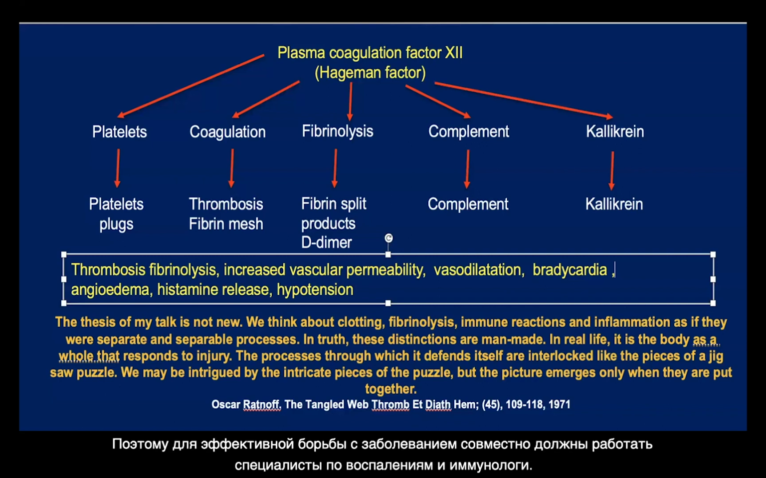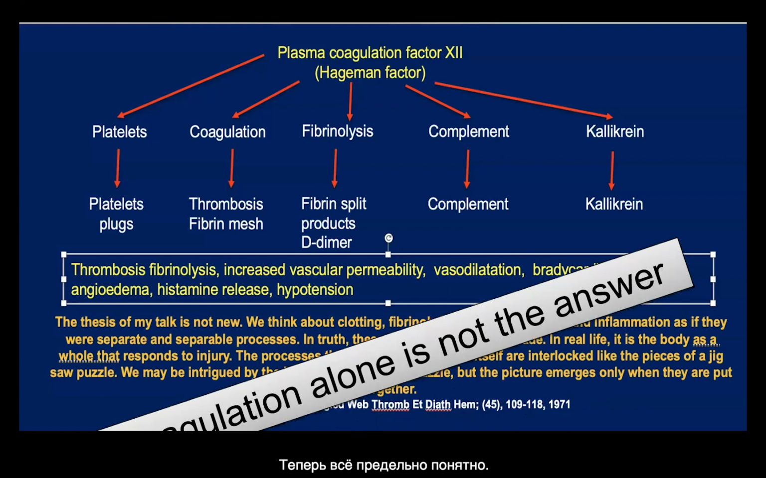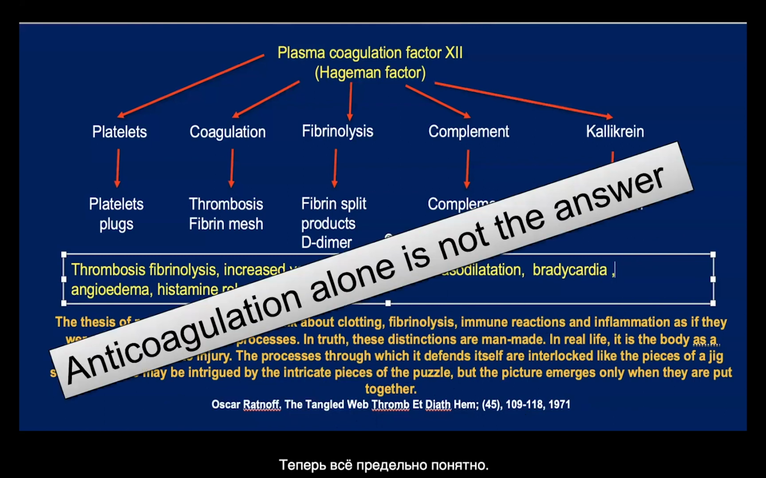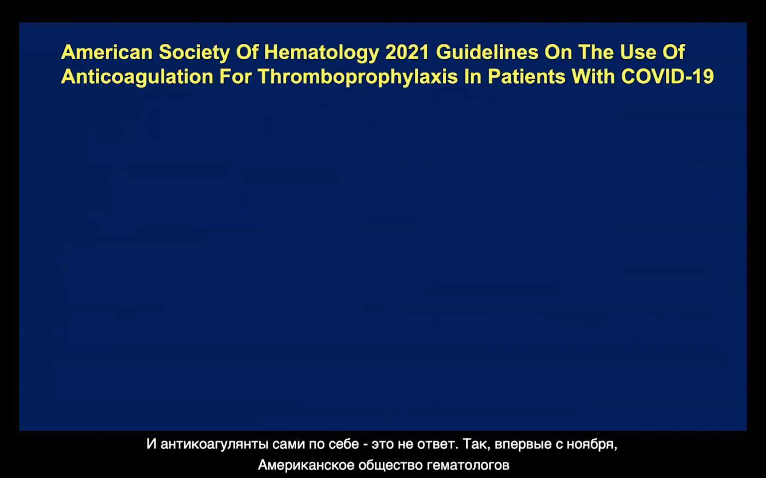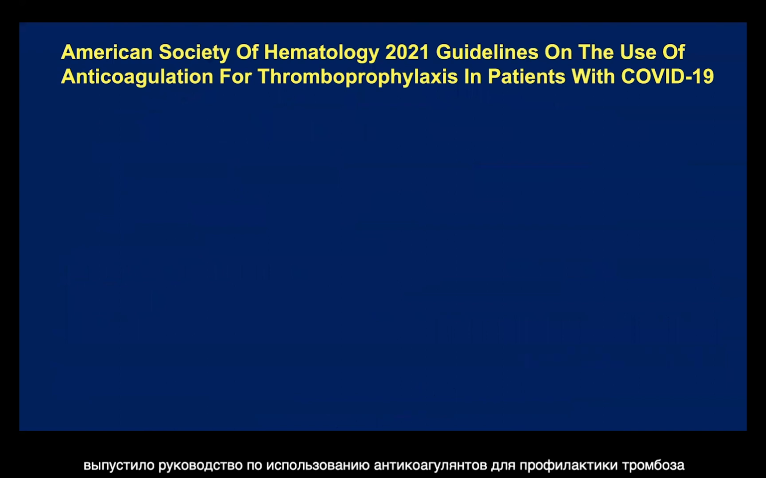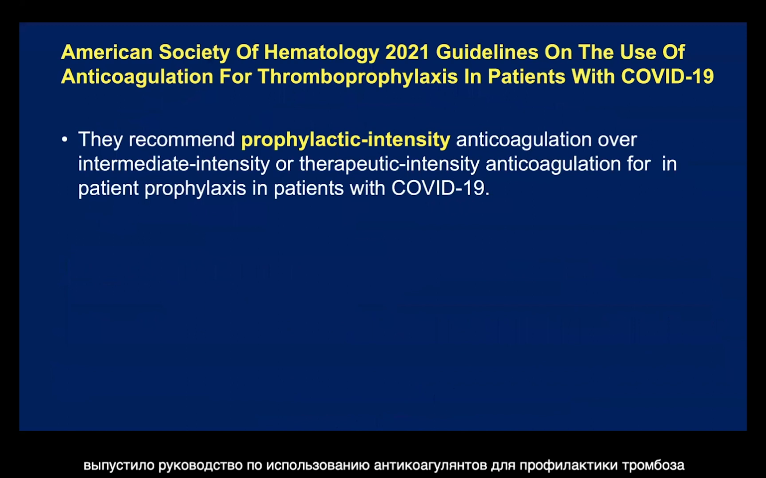So we have to get together with the clotters, the inflammatory doctors, and the immunologists all together to attack this disease. And what this points out very clearly is that anticoagulation is not the answer. So the American Society of Hematology just issued guidelines, which first came out in October, on the use of anticoagulation for thrombosis prophylaxis in patients with COVID-19.